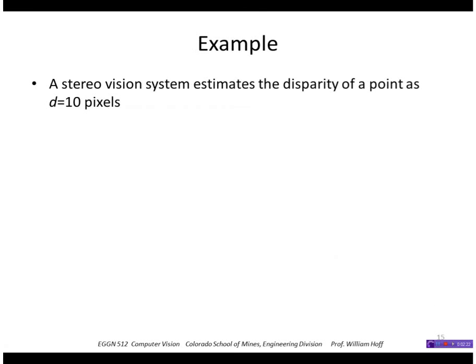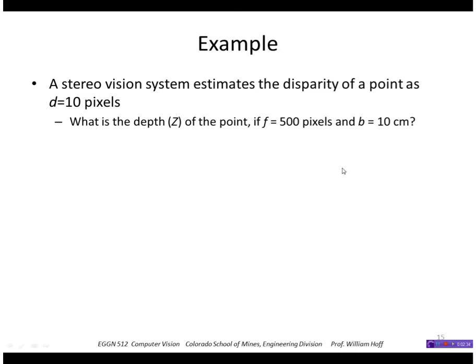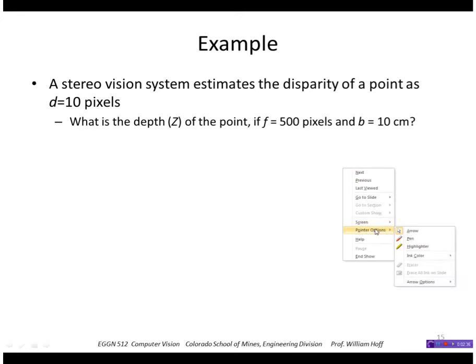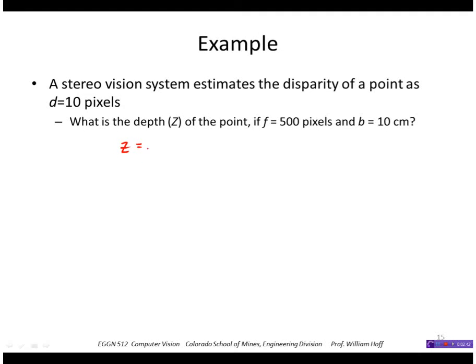So let's take an example. We have a stereo vision system. It finds the disparity of a point as 10 pixels. What is the depth of the point if f is 500 pixels, that's the focal length, and b is 10 centimeters, that's the separation distance. So I have z equals fb over d, which is 500 pixels, 10 centimeters, and disparity is 10 pixels. So this gives us 500 centimeters.